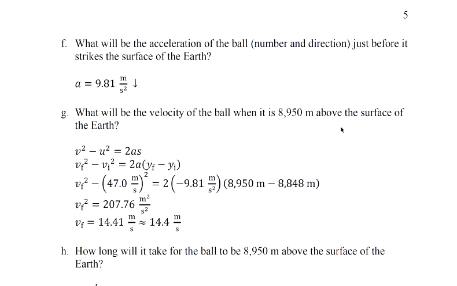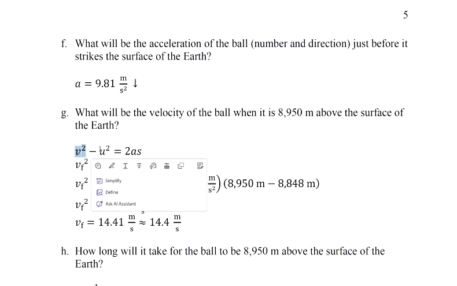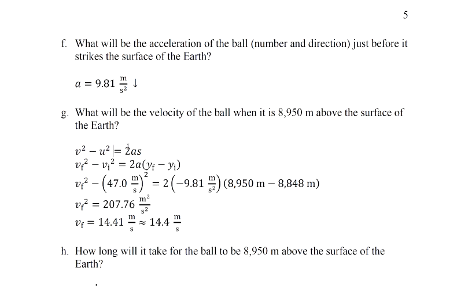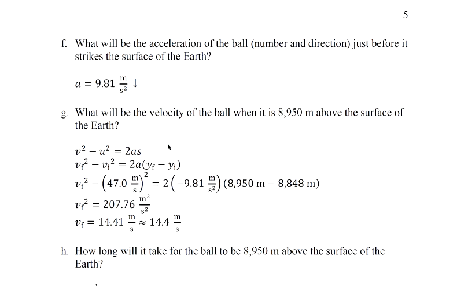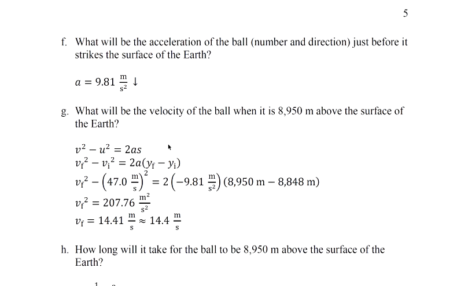Part F, what will be the acceleration of the ball just before it strikes the surface of the earth? It's 9.81 meters per second down. Part G, what will be the velocity of the ball when it reaches 8950 meters above the surface of the earth? We use this equation, final velocity squared minus initial velocity squared equals 2 times acceleration times change in displacement. So S is S final minus S initial. Plug in the numbers, we get a value for V final.